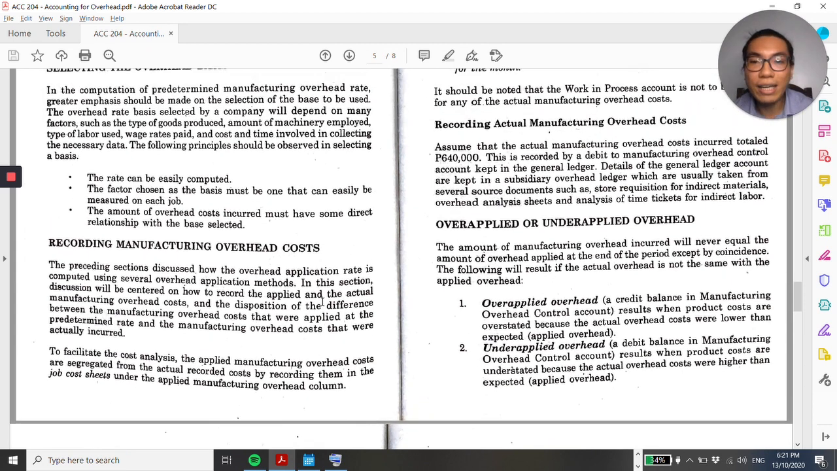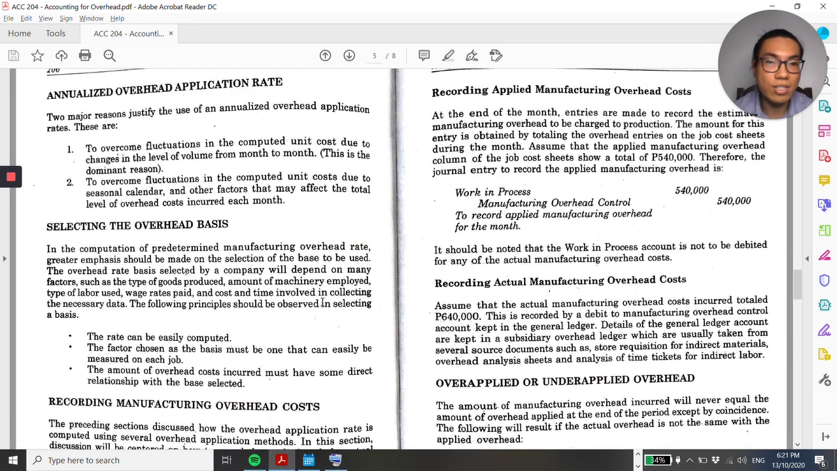So, for the recording of the manufacturing overhead costs, ito yung magiging pro forma entry natin. So, if this is attributable to a certain job, technically we'll be applying the job order concept. And normally, we need to debit for the certain work in process and credit the manufacturing overhead controllers to record kung ano ba yung i-apply natin na manufacturing overhead costs based on our predetermined computation.